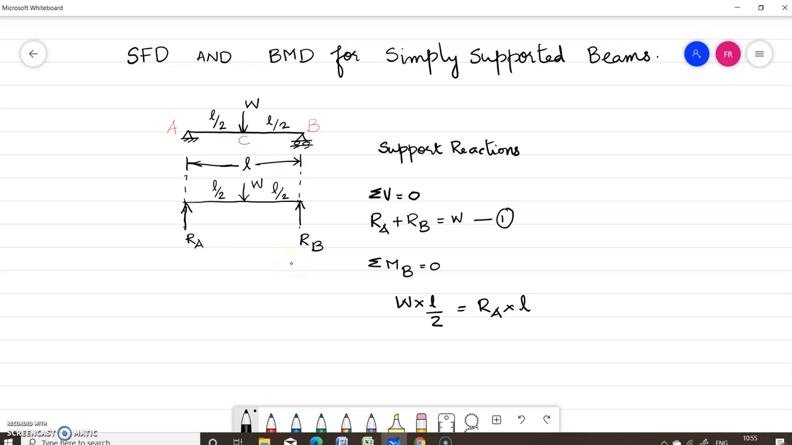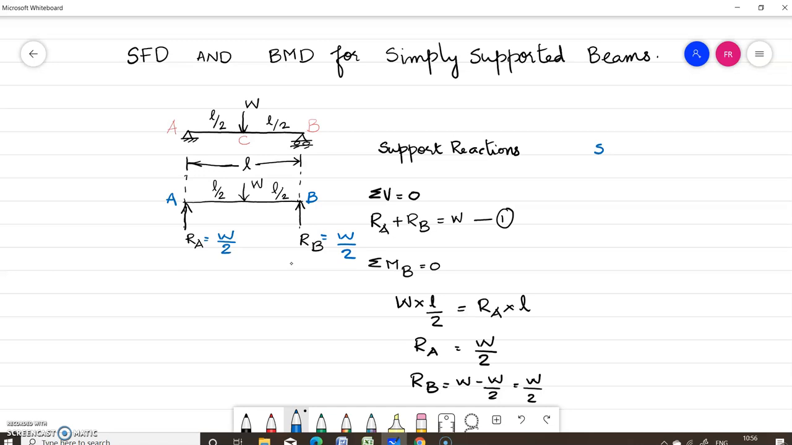Now from this equation you will get the reaction RA is equal to W by 2. When you substitute this in equation 1, you will get RB is equal to W minus W by 2, which is equal to W by 2. So now you know the reactions at A and B. RA is equal to W by 2 and RB also is equal to W by 2. Whenever you get a beam like this which is symmetric with respect to loading and geometry, we can write the support reaction as half of the total load acting on the beam.